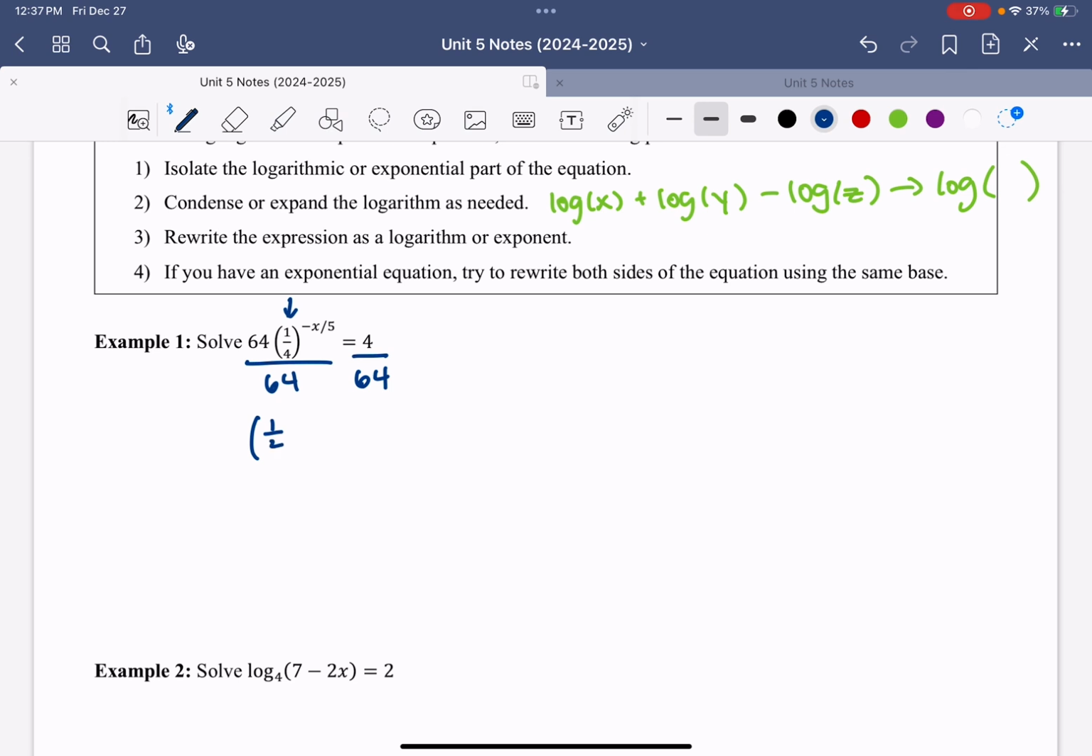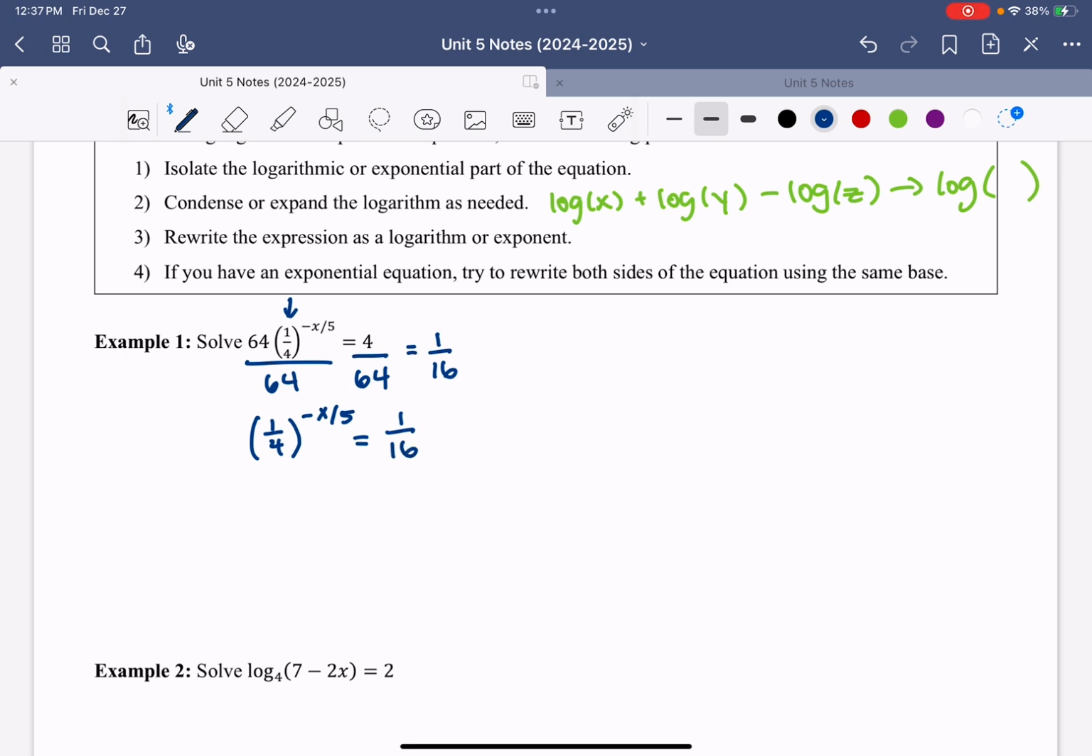That's going to leave me with (1/4) raised to the negative x over 5 power. And then I have 4 over 64. I'm going to simplify that. So 4 over 64 is equal to 1 over 16.